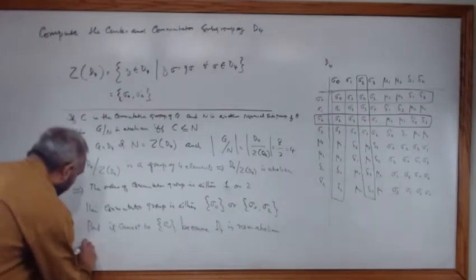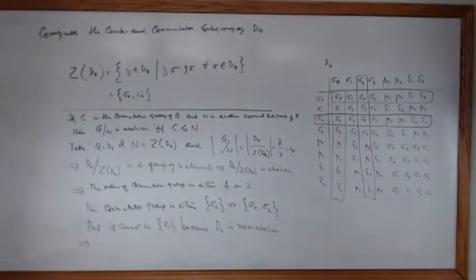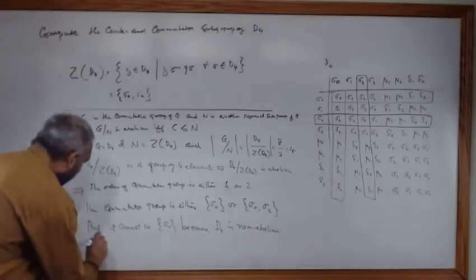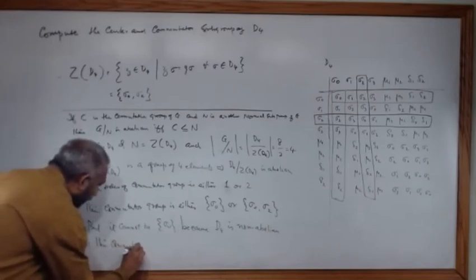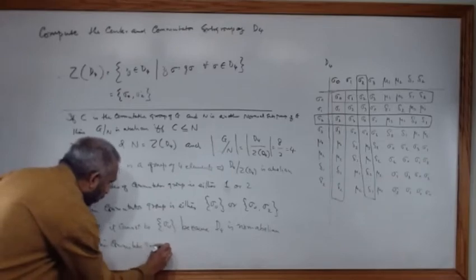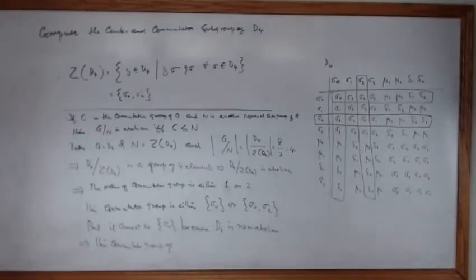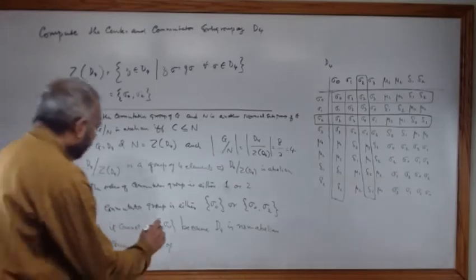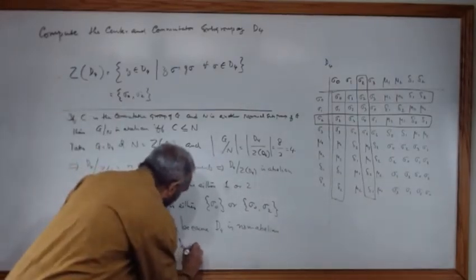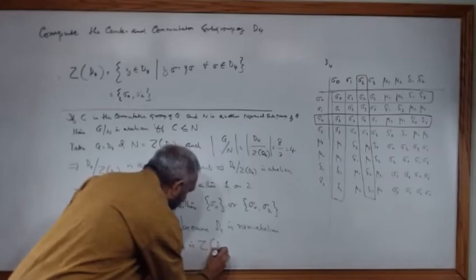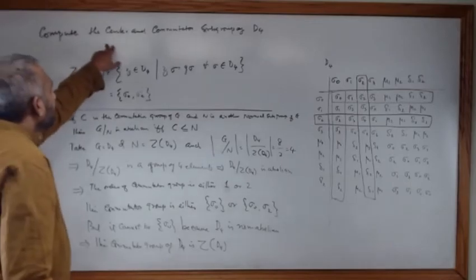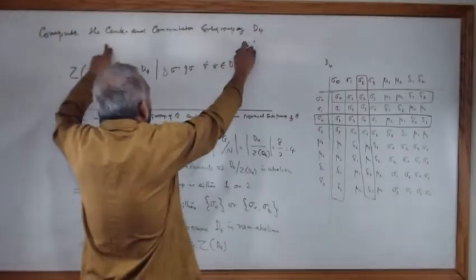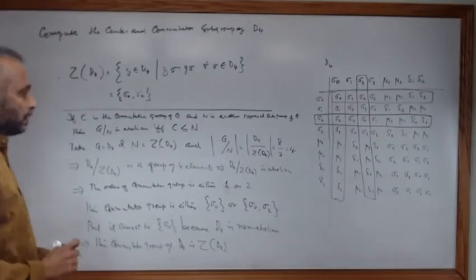And that implies the commutator group of D4 is the center of D4, so you can also say, show that the center of D4 is the same as its commutator.